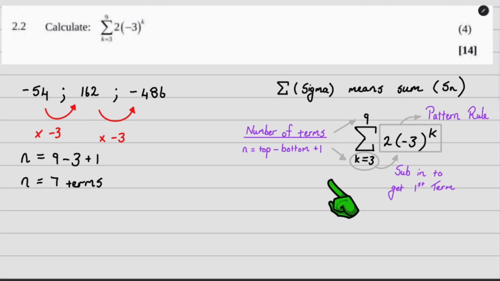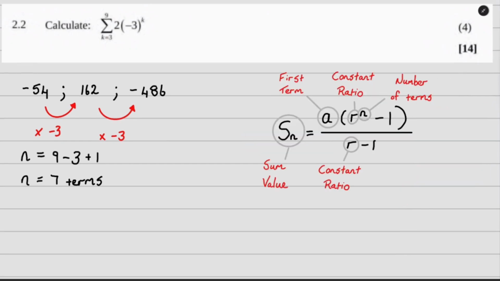So let's grab the sum formula for a geometric pattern. And I'm just going to give you a quick reminder of what everything is inside of that formula. This formula is on the formula sheet, so you don't have to know it off by heart. So we've got the sum formula, or the sum value, in front.